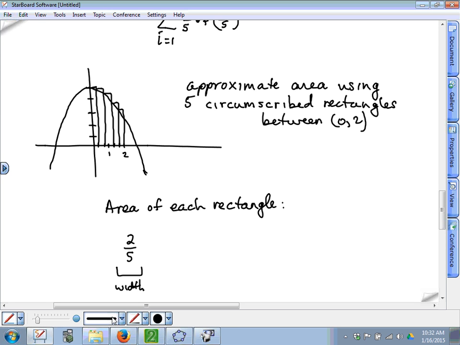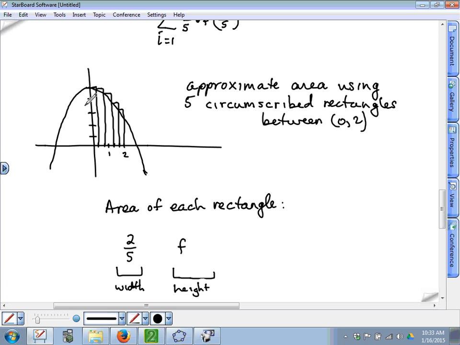Height. Now we have to be... I know you guys have been here, and this has been kind of heavy. You guys really need to think here. It's going to go from 0 to 4. What's the height as a function here? So we still have to plug it into the function.